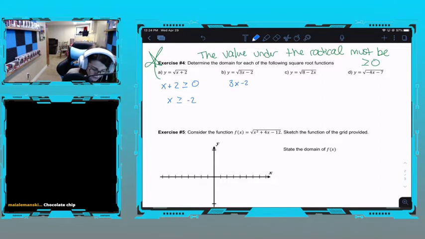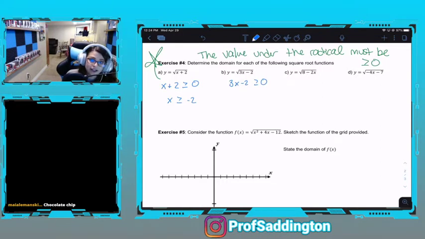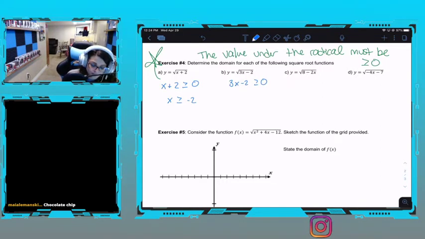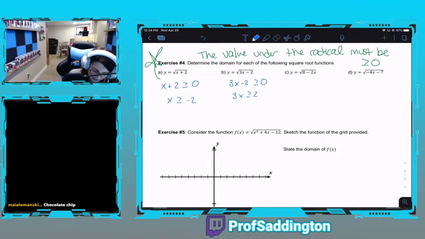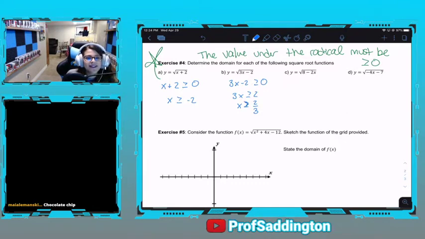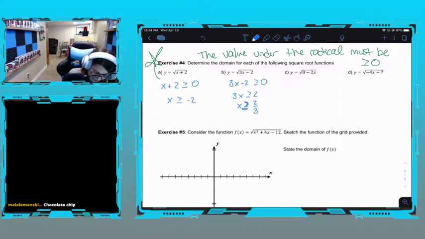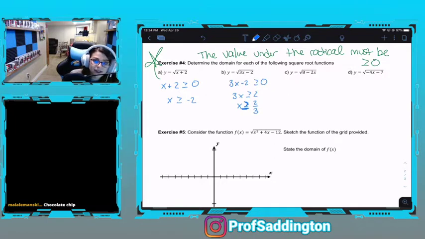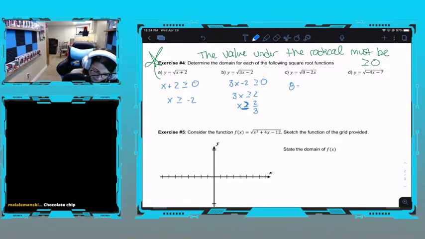So let's try the next one. 3x minus 2 is greater than or equal to 0. So we're just going to solve for x. We get 3x is greater than or equal to 2. And then x is greater than or equal to 2/3. So a fraction, but nonetheless valid. That was a little messy. All right, next we have 8 minus 2x has to be greater than or equal to 0.